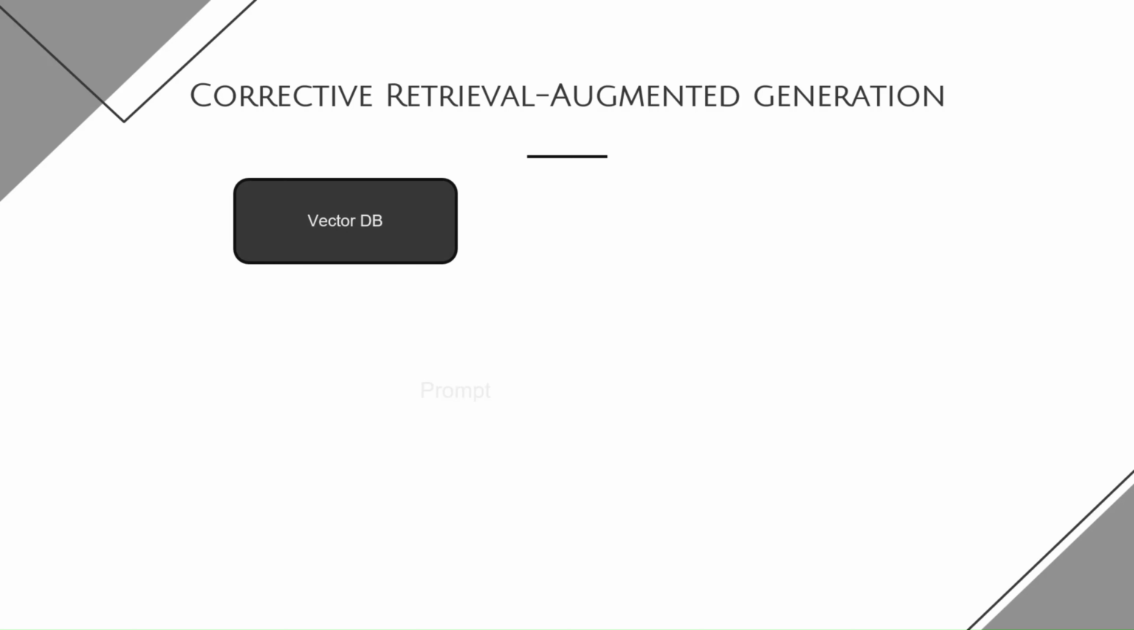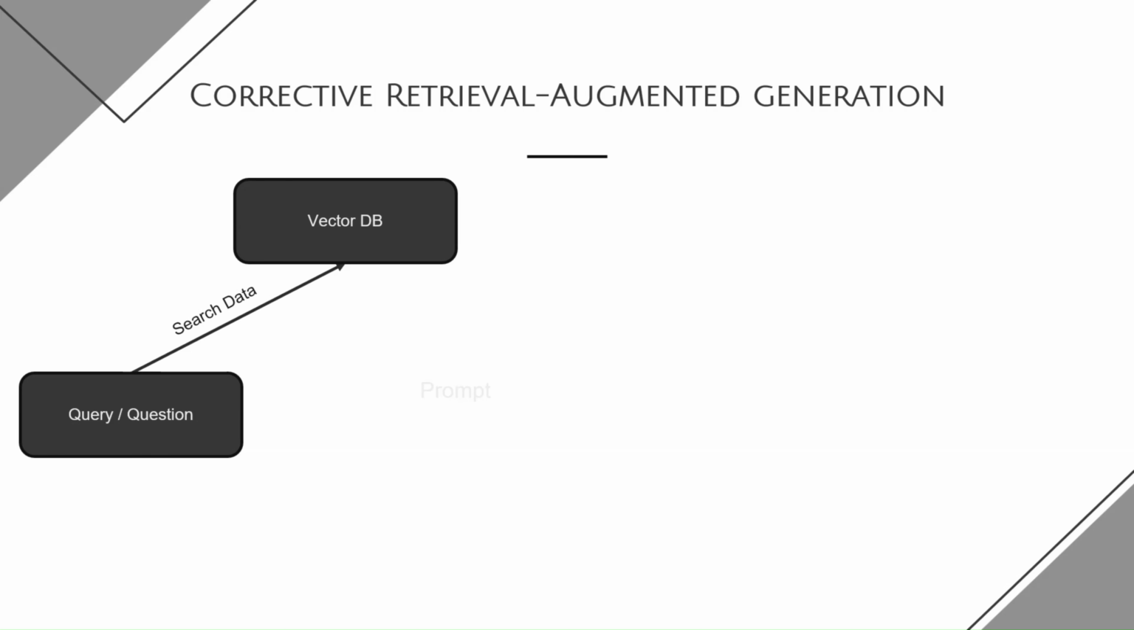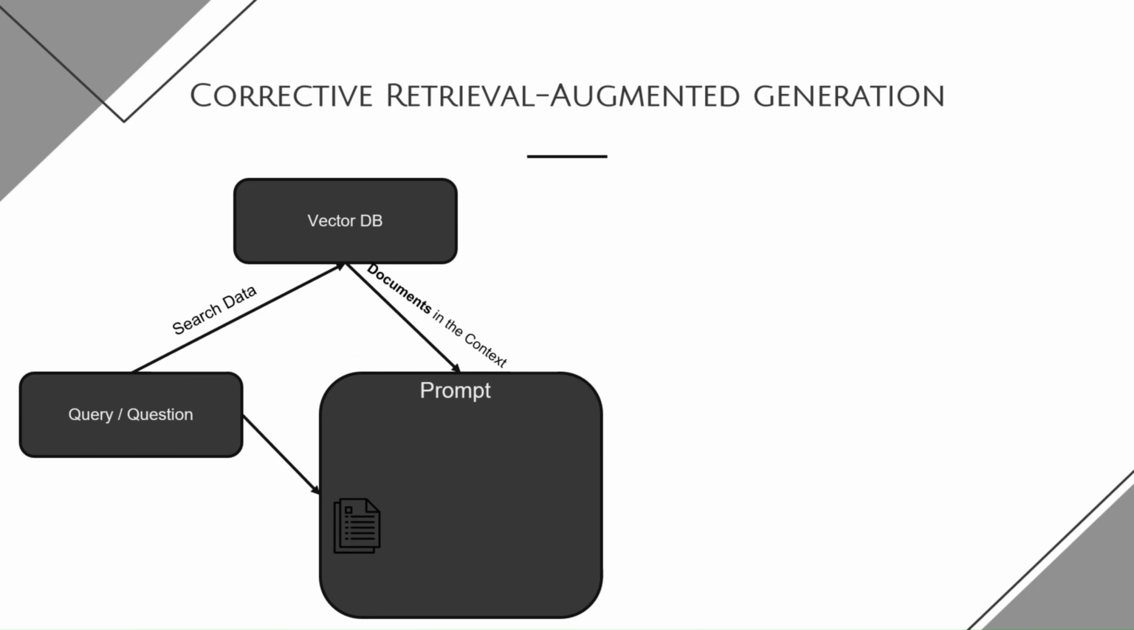Just like RAG, the process begins with a query from the user, and the model searches for relevant documents in a vector database. This database holds information from external sources, and the model pulls the closest matches. The model retrieves these documents and adds them to the context of the prompt. So far, it's similar to the regular RAG process. The documents are used as references to help answer the user's query.